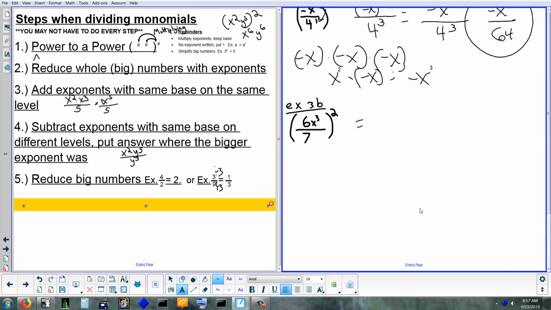Matt, what do you think? That second power, am I going to apply it only into the numerator, only into the denominator, or both the numerator and the denominator? I'm thinking both. I'm thinking I agree with you. Alright?